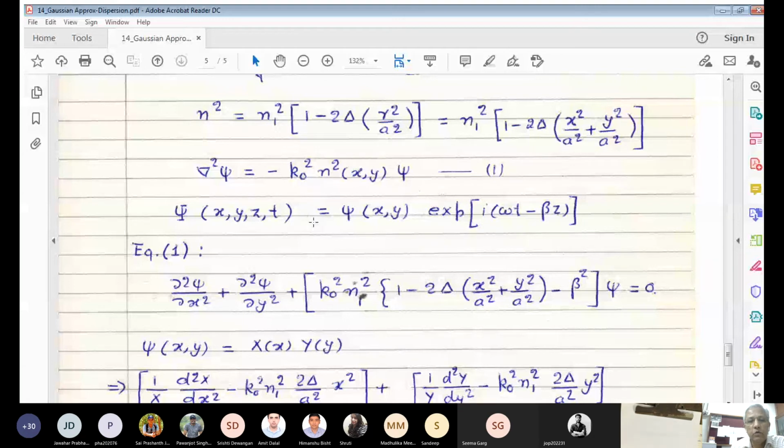Again, the solutions I am looking for are of the form amplitude, which is a function of x and y, and plane wave solution exponential i omega t minus beta z. Then this scalar wave equation can be written down like this: del square psi by del x square plus del square psi by del y square plus k naught square n square of xy, this thing, minus, I'm sorry, I made a mistake. I should close this curly bracket here, right? Close the curly bracket.